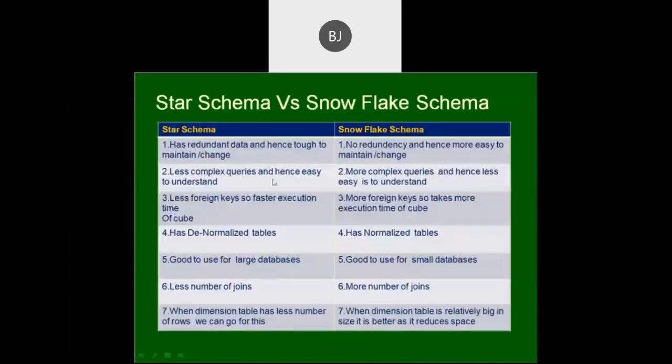Less complex queries, hence easy to understand, because star schema means fewer dimension tables, kada. So fewer joins, kabatti queries చాలా simple గా ఉంటాయి. You can write normal queries. And in snowflake, more complex queries, why? More joins.